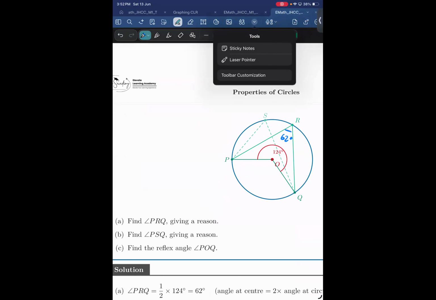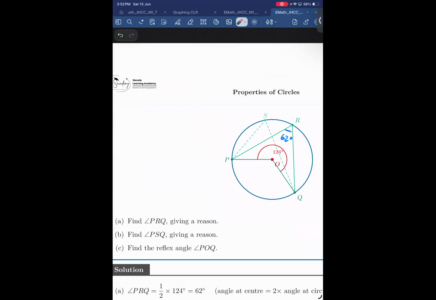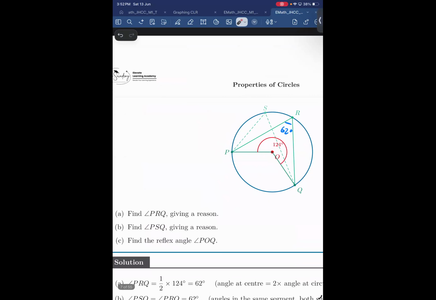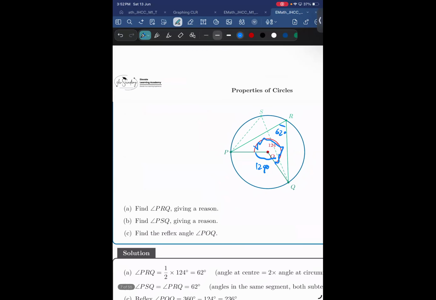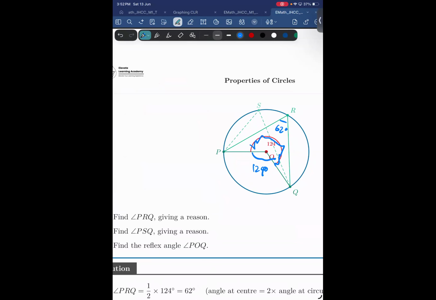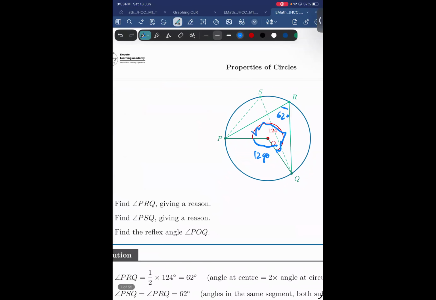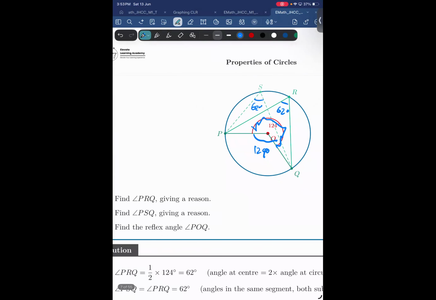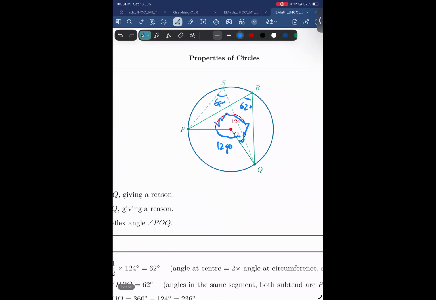Then next, find angle PSQ. Actually, no, I think this should be the 124 degrees, not this angle. Yeah, error, make sure you change that. So, find angle PSQ. PSQ is this angle here. You can use angles in the same segment, so this must be 62 degrees as well.